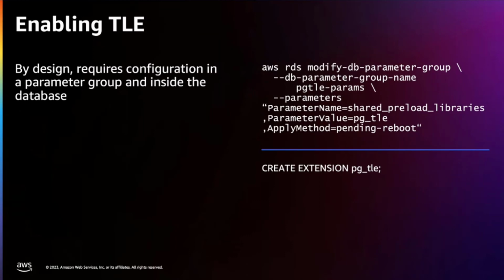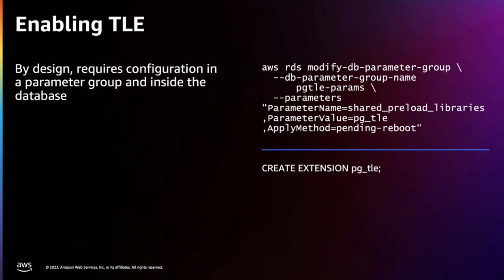So first off, there's a special shared preload library that you do need to load in. It's called pg_tle, and you can do this by adding it to a DB parameter group. Once you run this from the command line, the console, or CloudFormation, in your DB parameter group you put in the name, pgtle. It does require a restart because it is a shared preload library. But once that's set up, all you have to do to enable TLE is run create extension pgTLE.